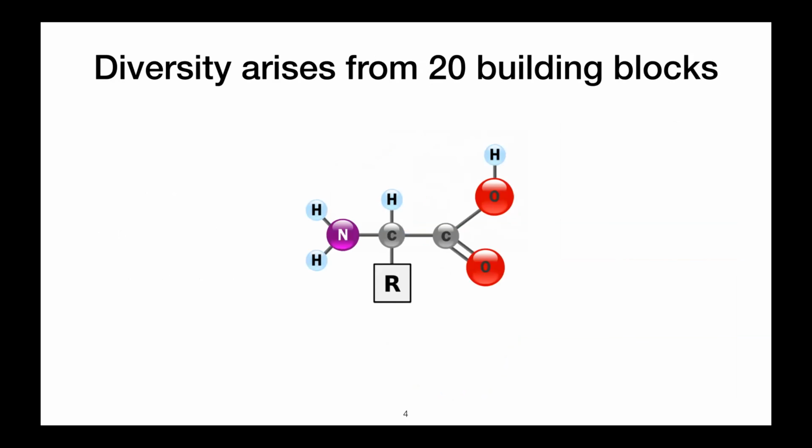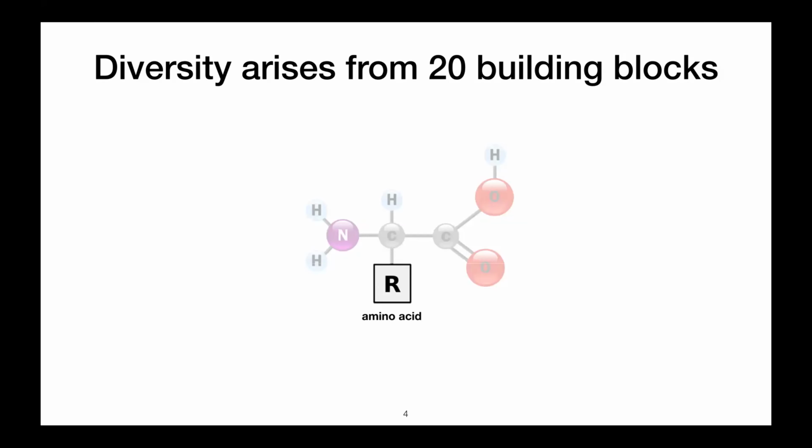So let's say you want to design a new protein. What do you start with? You start with 20 building blocks called amino acids. These amino acids have this group with the nitrogen, the N and the two H's on the left side. And then on the other side, there's this carbon with 2 oxygens and a hydrogen on the right side. And then there's that R group, which is the part that changes between different amino acids.